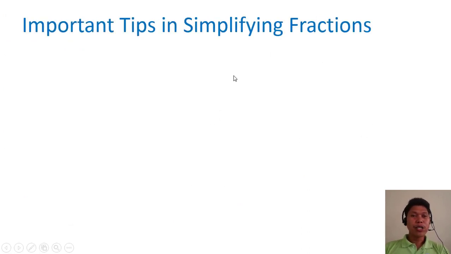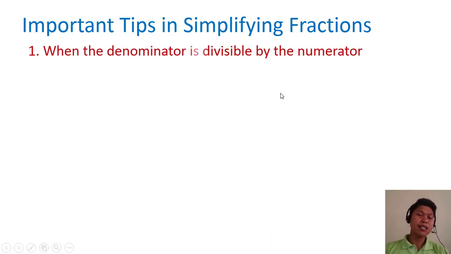Okay, so ano yung mga important tips na dapat nating tandaan in simplifying fractions? Kagaya ng sinabi ko kanina, hindi talaga required na common prime factors talaga ang gagamitin natin as divisors. Okay, ano yung mga tips? For example, number 1, when the denominator is divisible by the numerator. So, anong ibig sabihin yan? Kung, for example, this 9/72, ang denominator daw, this 72, can be divided by the numerator.